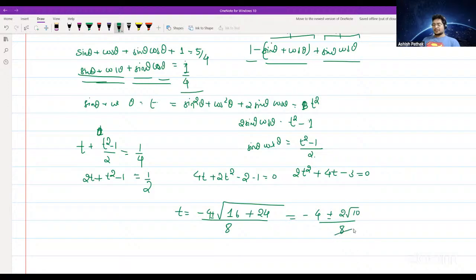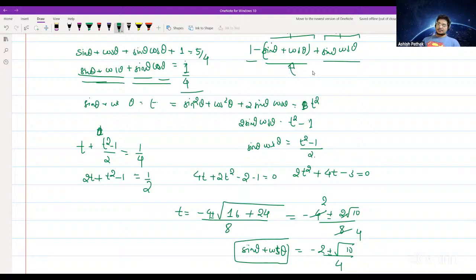So we can divide this value. 2 fours are 8, 2 twos are 4 and 2 twos are 4. So you will get the answer as minus 2 plus minus root 10 divided by 4. That will be the value of t. What was the t that we had taken? We had taken the value of t as sine theta plus cos theta. And now we have to put this sine theta plus cos theta here, and you will get the answer of this particular question.